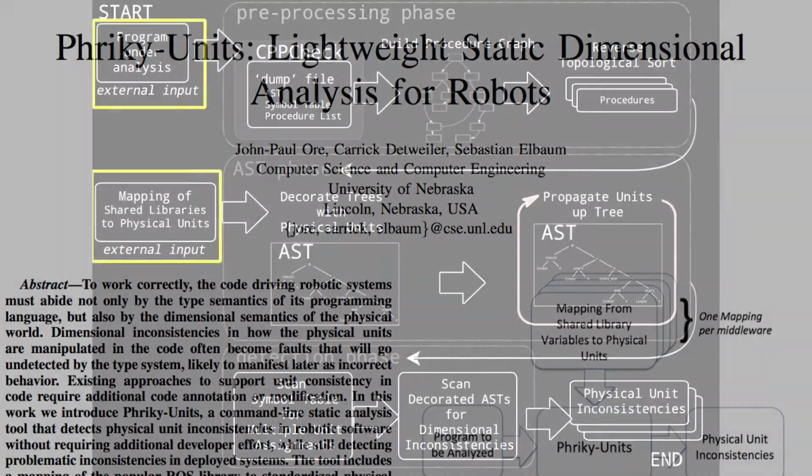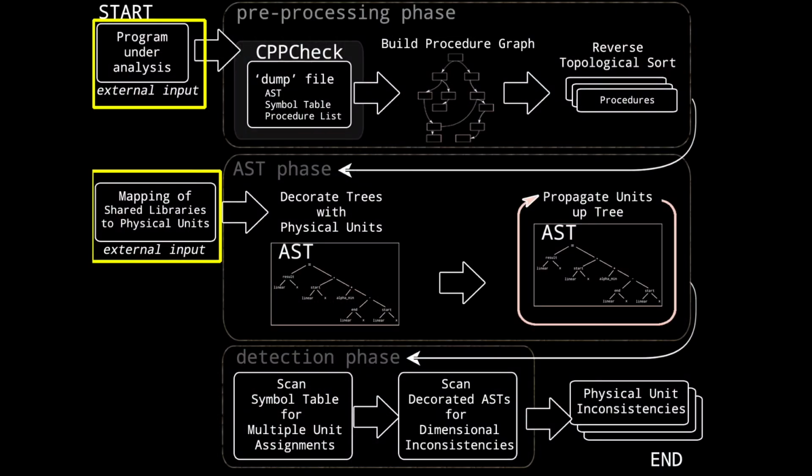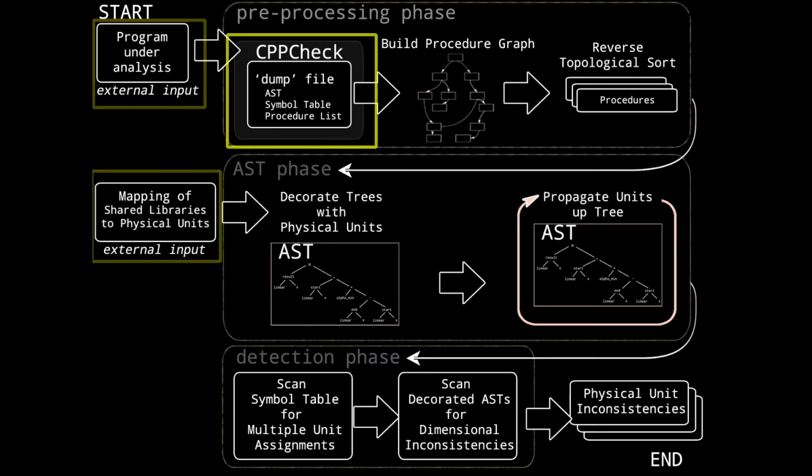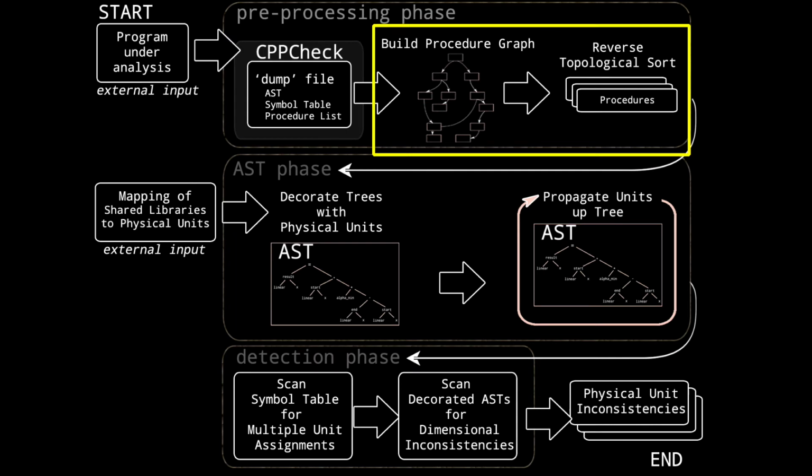Here's how it works. Phriky-Units takes two inputs, the program under analysis and the mapping of the shared libraries to physical units. During the preprocessing phase, Phriky-Units calls cppcheck to generate the abstract syntax tree, the symbol table, and the procedure list. It builds a procedure graph and performs a reverse topological sort so that it can process procedures before they are called when possible.